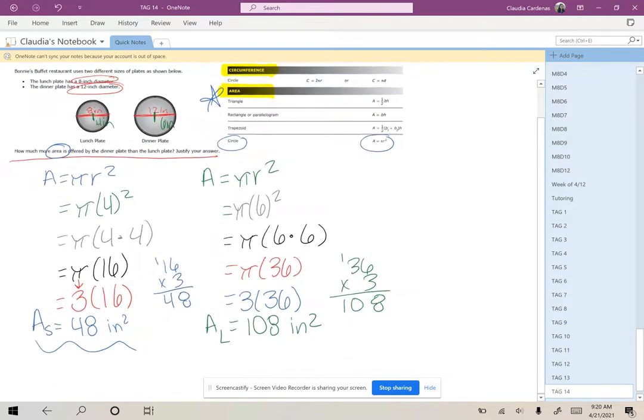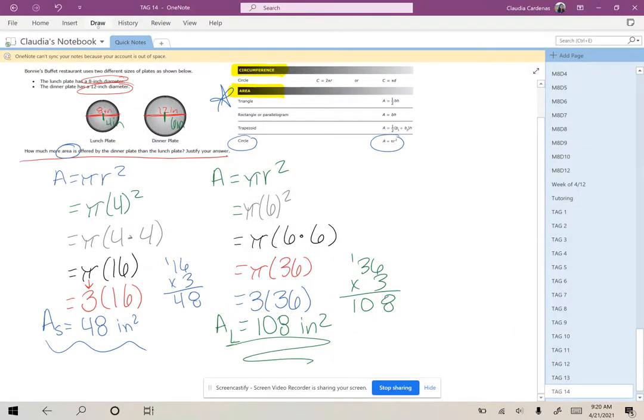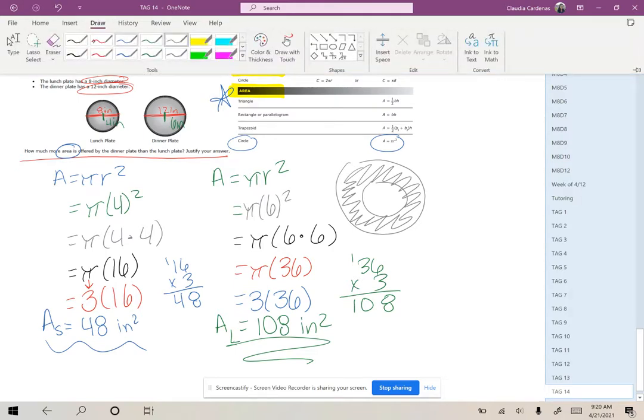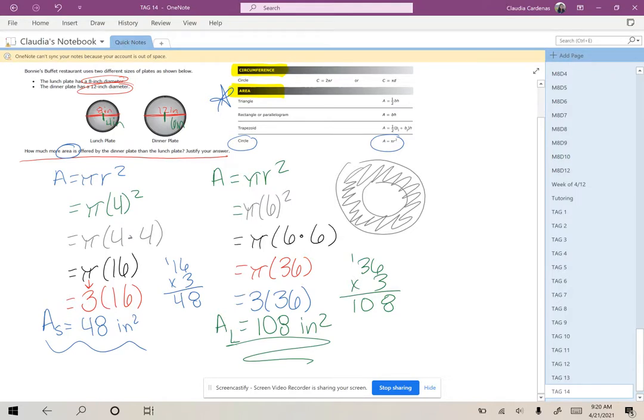So does this answer my question? No, it doesn't, because they want to know how much more one holds than the other. So the larger plate holds 108 square inches, but the smaller plate holds 48 square inches. So this is almost like a shaded region problem where they want to know how much more the larger plate has than the smaller plate. So how would we determine that? Well, I remember with shaded regions, we had to take out or remove the smaller amount. And how do we take out something or remove? We subtract. So we're going to subtract 108 minus 48.